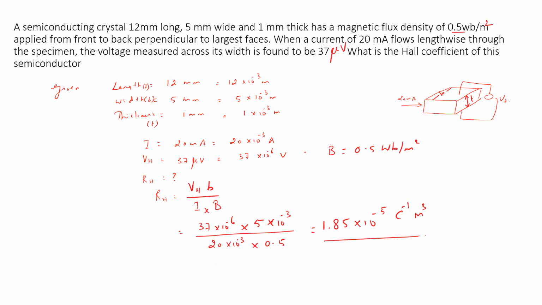Now read the problem. A semiconducting crystal 12 mm long, 5 mm wide and 1 mm thick has a magnetic flux density of 0.5 Weber per meter square applied from front to back perpendicular to its faces. When a current of 20 milliampere flows lengthwise through the specimen, the voltage measured across its width is found to be 37 microvolt. What is the Hall coefficient of the semiconductor?